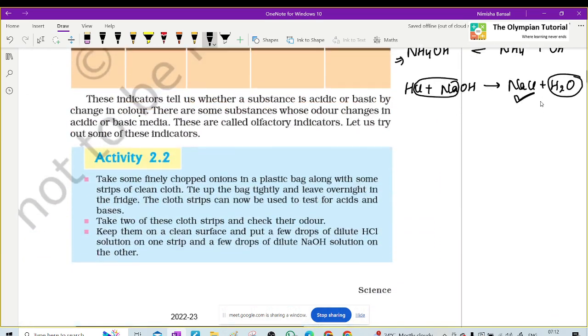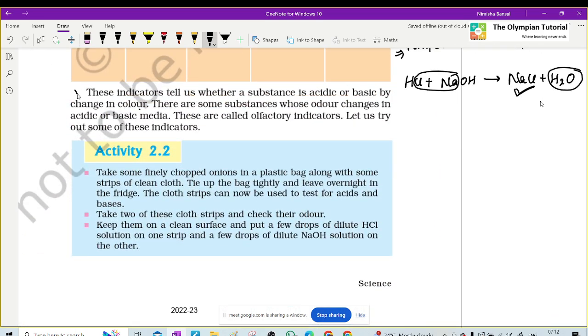Now next one from here. These indicators tell us whether a substance is acidic or basic by changing color. There are some substances whose odor changes in acidic or basic media. These are called olfactory indicators. Let us try out some of these indicators.